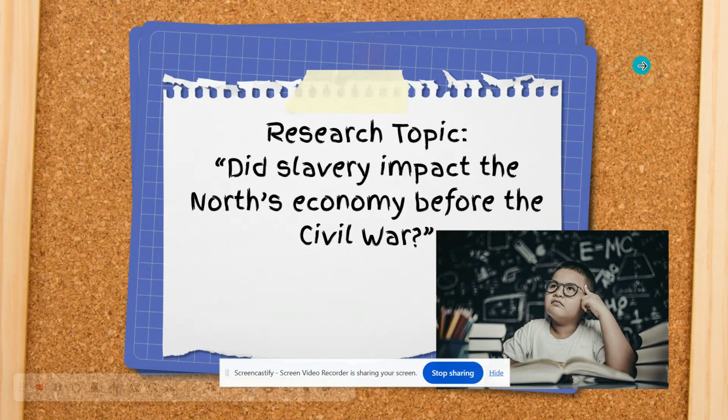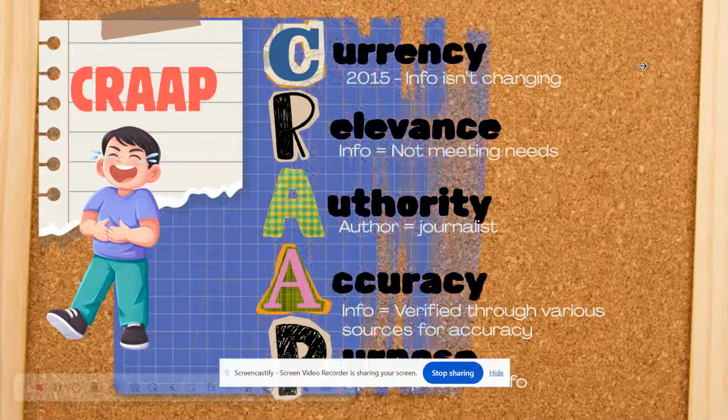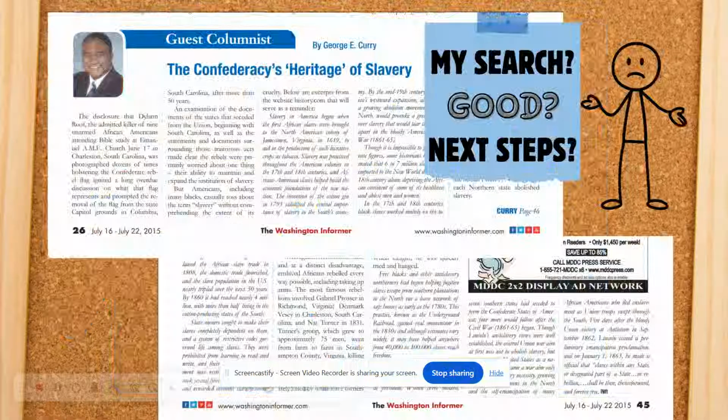So, we have our article. It is an opinion piece from the Washington Informer. We have found it's the Confederacy's heritage of slavery. So, as a kid, I'm looking at it. My search, is it good? What are my next steps? Because it seems like it has all of the relevant information, but is it actually relevant for what I am doing?